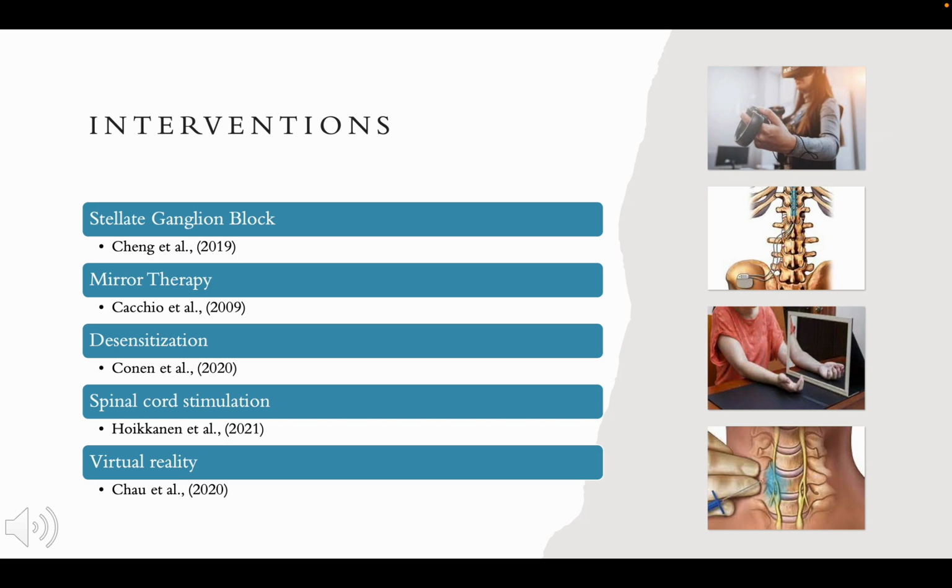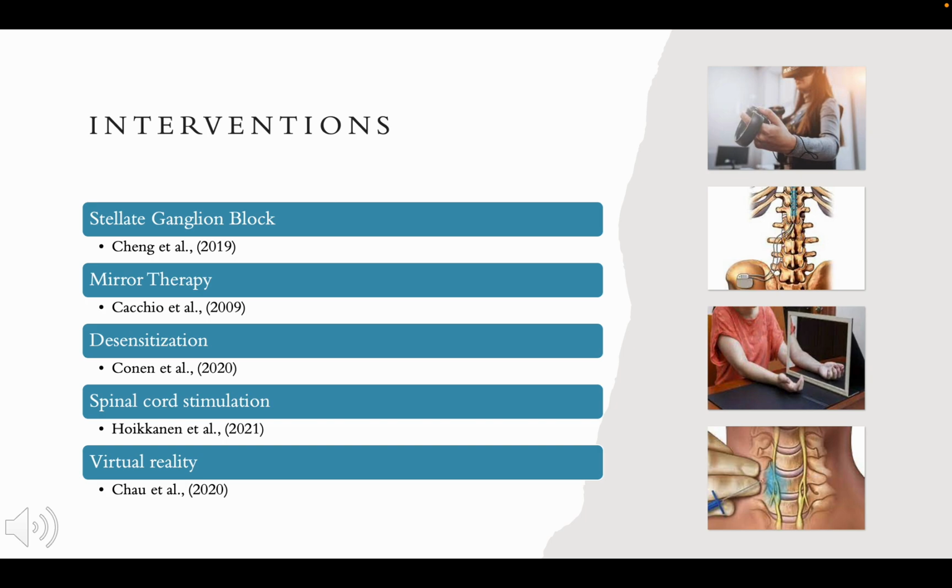Interventions that have been researched for CRPS include stellate ganglion block, mirror therapy, desensitization, spinal cord stimulation, and virtual reality. A study by Chang and colleagues looked at the association between pain reduction and temperature difference between the contralateral and affected limbs of 318 patients who suffered with CRPS through the use of stellate ganglion block. The results showed that there was a pain improvement of more than 50% in 155 patients, and the majority of the patients were found to have more than 50% pain relief for 1 to 4 weeks or longer.